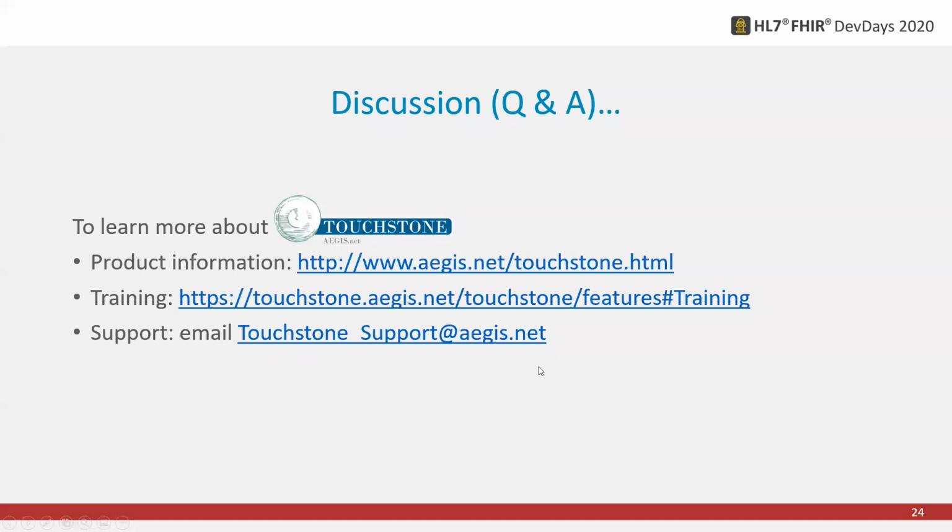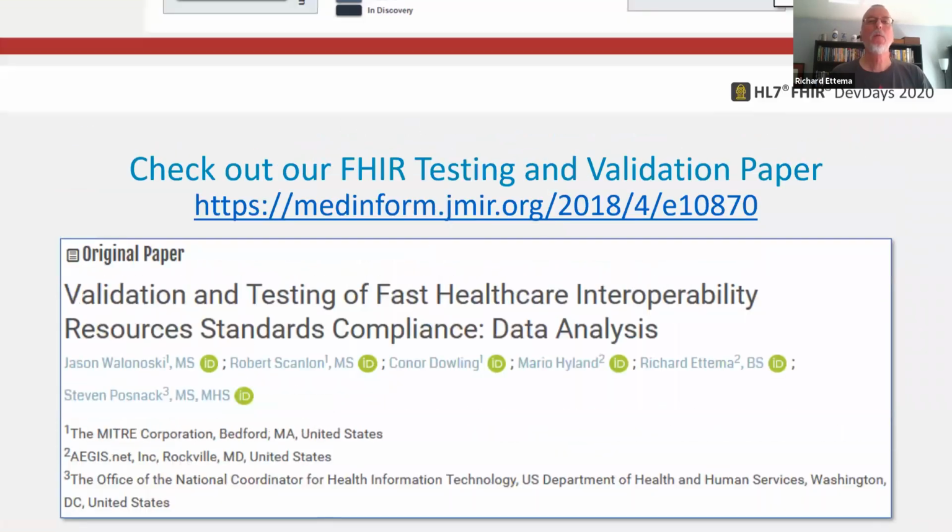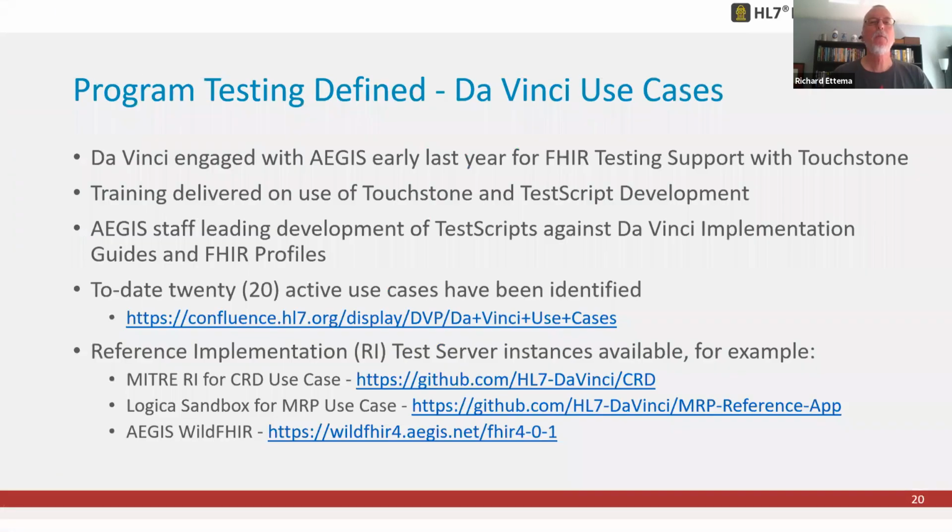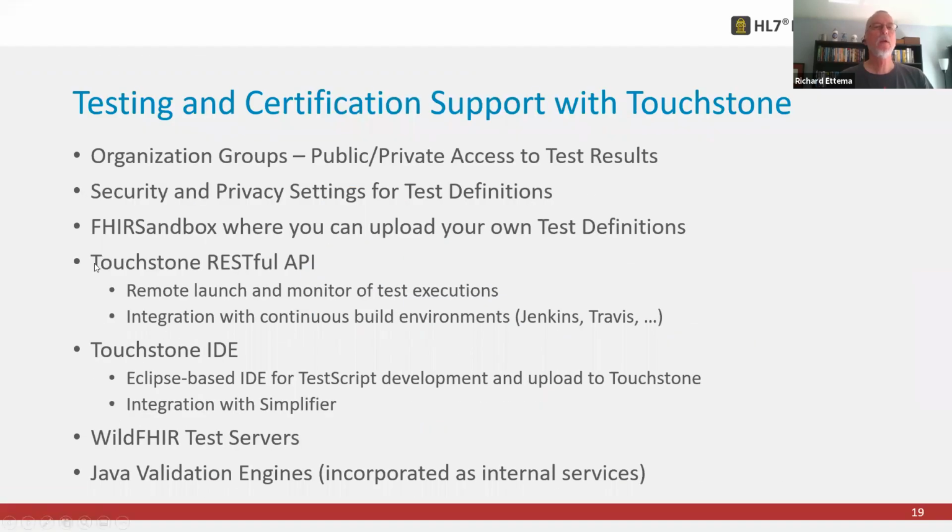The other question is, can this process be integrated into the implementation of a FHIR server for IG? Well, from an integration perspective, let me go back because I kind of glossed over it real quick. One of the things that we do have to support this is a RESTful API with Touchstone. So you can actually remote launch and monitor test executions from your own environment. The whole purpose of that was to support the integration with continuous build environments like a Jenkins or a Travis.